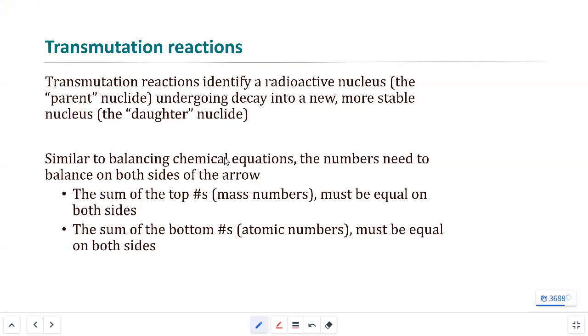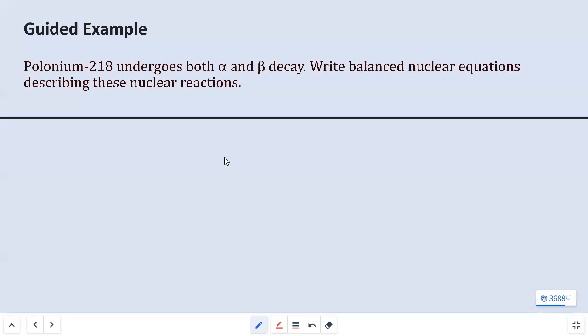So most of the time, balancing nuclear equations isn't a matter of coefficients. It's a matter of figuring out what the missing piece is. So let's take a look at a couple of examples. Here, polonium-218 undergoes both an alpha and a beta decay. What are the nuclear equations for this?